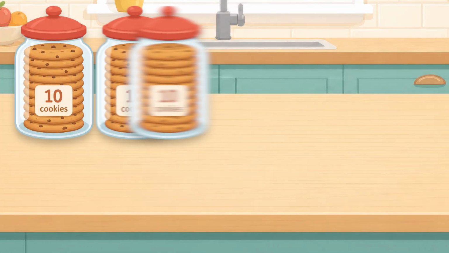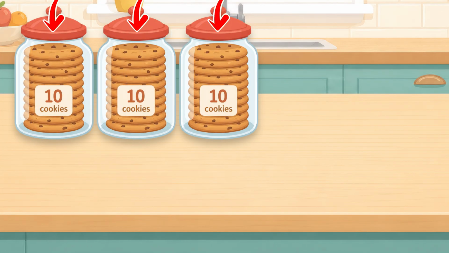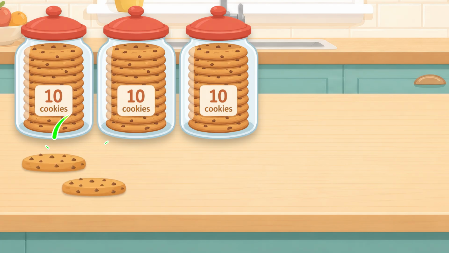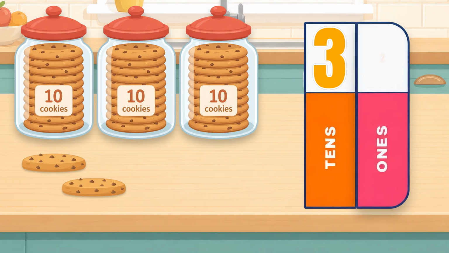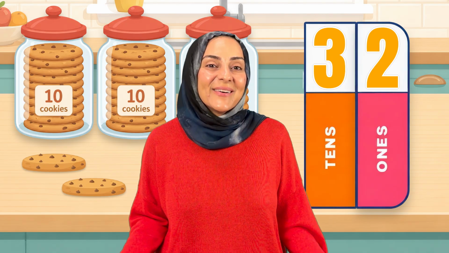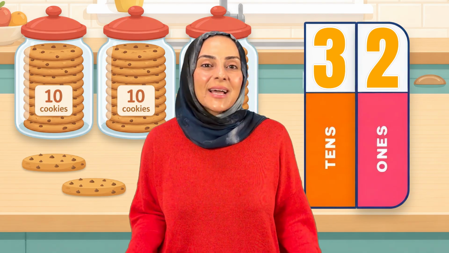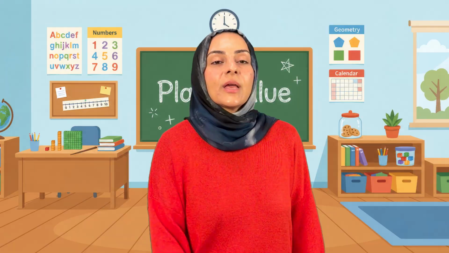Let's try another number. This time, we have 3 full jars and 2 loose cookies. The 3 jars are 3 groups of 10. So a 3 goes in the tens place. The 2 loose cookies are 2 ones. So a 2 goes in the ones place. And that makes 32. Wow! Now look at them side by side, friends.